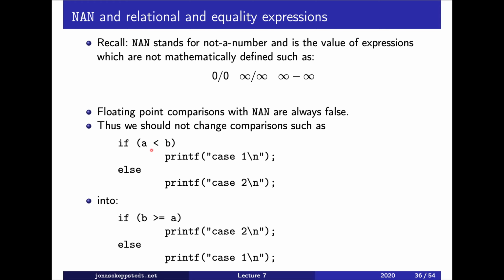But we may think that this statement could equally be written like this. But since if one of them is not a number, we will treat it as false, we go to the else case, and case 1 instead now. So with integers they are equivalent, of course, but not with not a number as one of the operands.